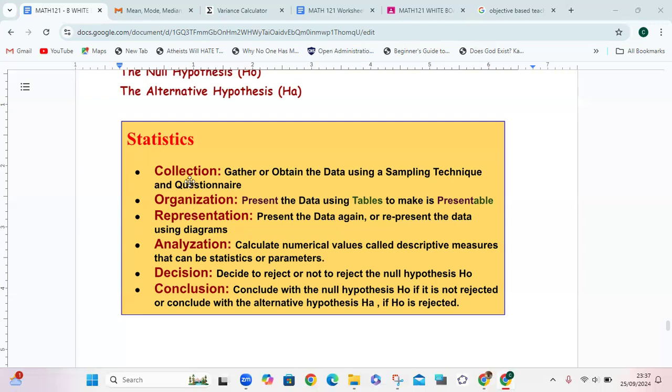Now, Worksheet A was about collection, organization, and representation of data. That's what we used Worksheet A to learn about. Now we are going to use Worksheet B to learn about analyzation of data, which means the calculation of numerical values called descriptive measures. That can be statistics or parameters.